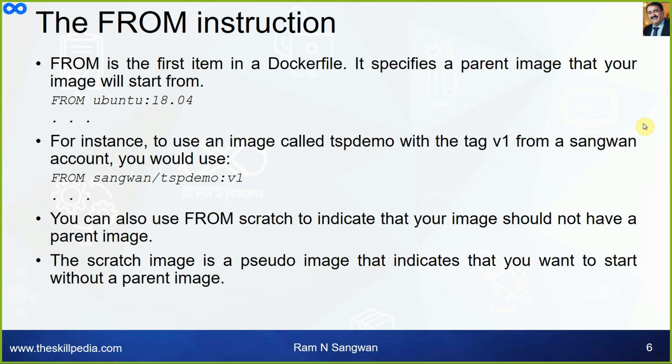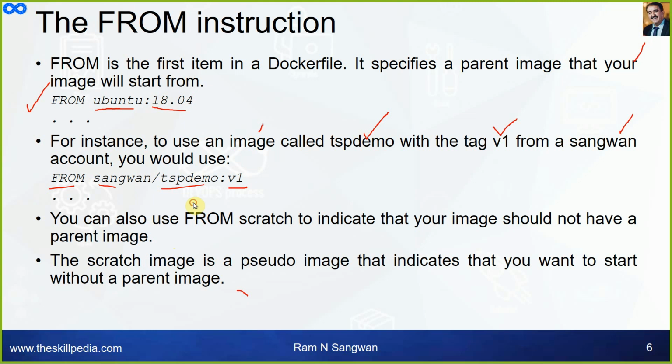FROM is the first item in the Dockerfile. It specifies a parent image that your image will start from. In my case, it was from BusyBox. In this case, you see FROM ubuntu:18.04. For instance, to use an image called tsp-demo with the tag v1 from Sangwan's account, you would probably use FROM sangwan/tsp-demo:v1. You can also use FROM scratch.